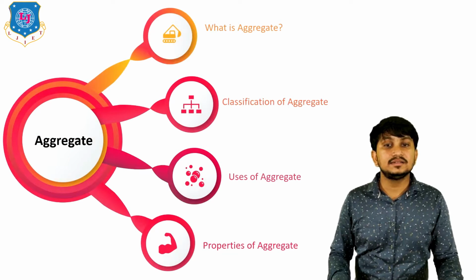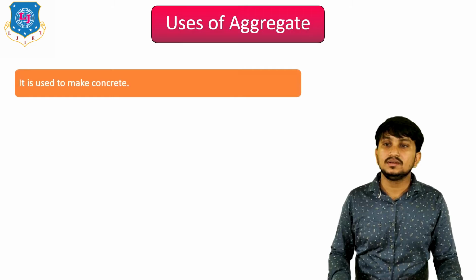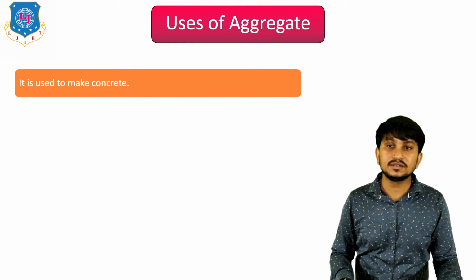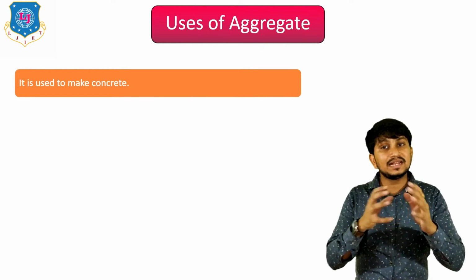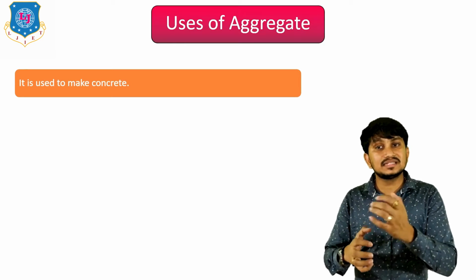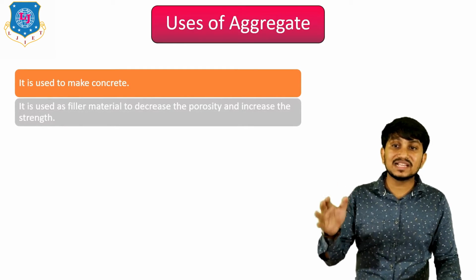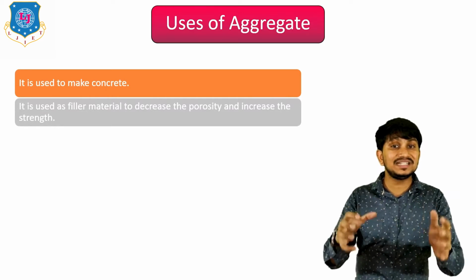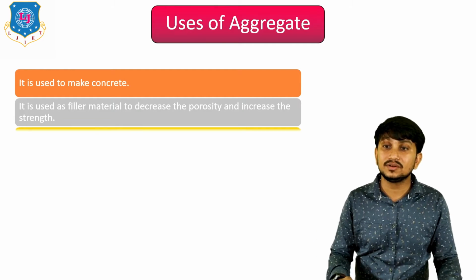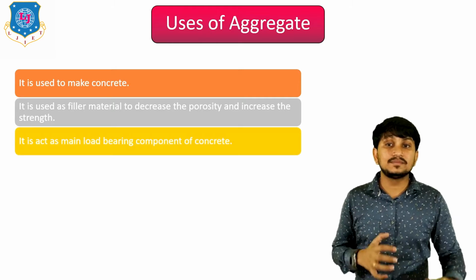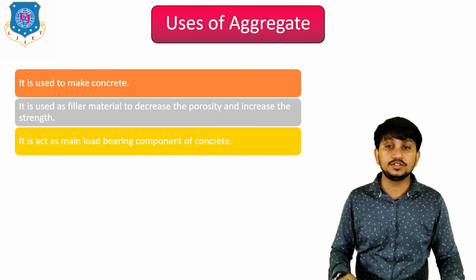Now let's discuss the uses of aggregate, where these aggregates are used. It is used to make concrete, for which aggregates are mixed with cement and water. Second, it is used as filler material to decrease the porosity and increase the strength. It acts as the main load bearing component of concrete.